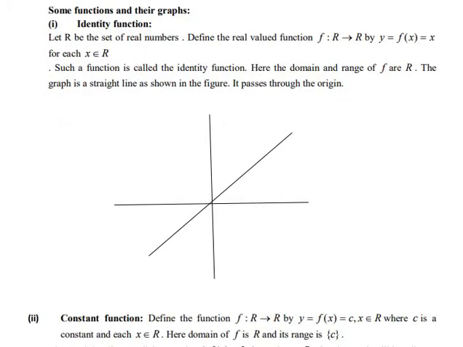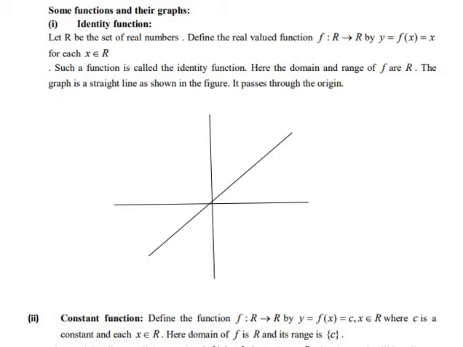So let R be the set of real numbers. As we have already discussed, we will discuss only real valued functions, so that's why I have taken R, the set of real numbers. Now let us define a real valued function f from R to R, and we will define the function as y is equal to f of x is equal to x. Now here this x is the element from the first set of real numbers, and this y is the image of this x, which is from the second set of real numbers.